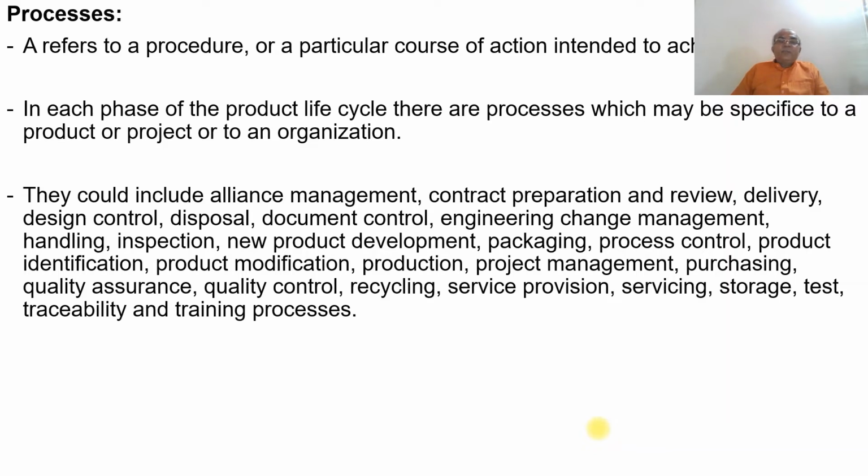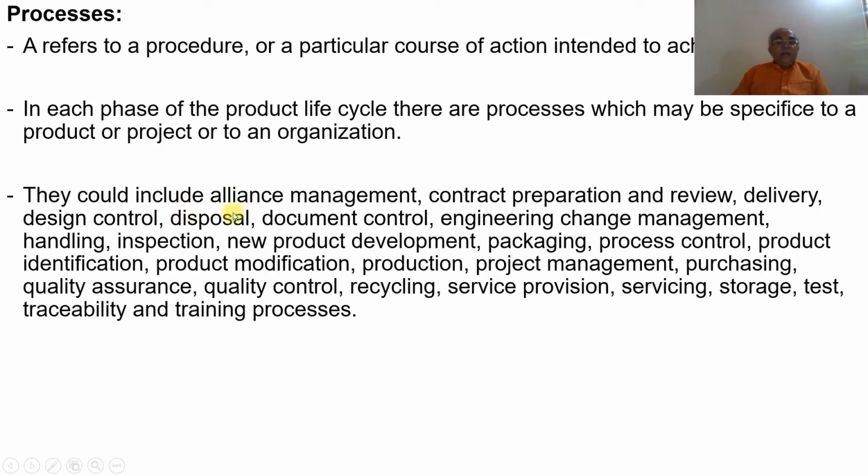In each phase of the product life cycle, there are processes which may be specified to a product, a project, or an organization. If it comes to a product, it is going to become an individual product. If it is a set of products, then it becomes a project. If it is a set of projects, then it becomes the organization. So all these things have a say in the process. So organization, then project, then product.